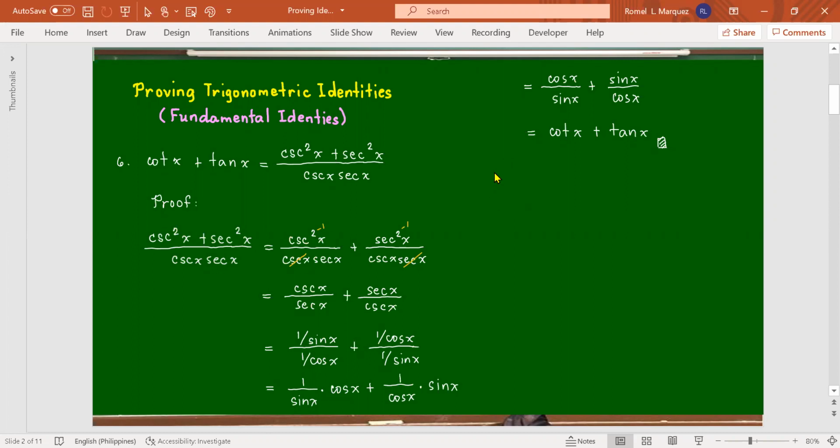So let us have the seventh one. We have sine theta plus tangent theta, all over cotangent theta plus cosecant theta. And this is equal to sine theta tangent theta.